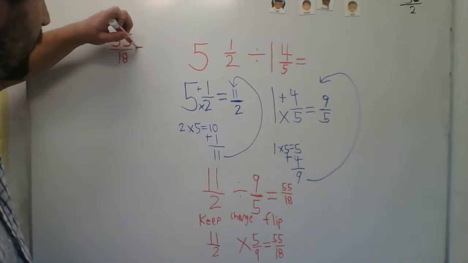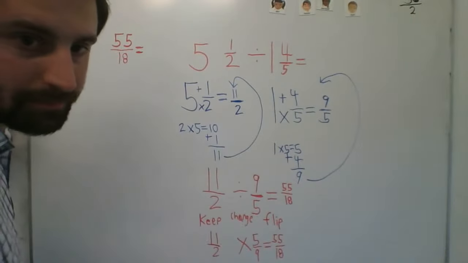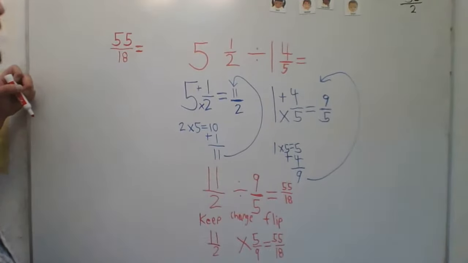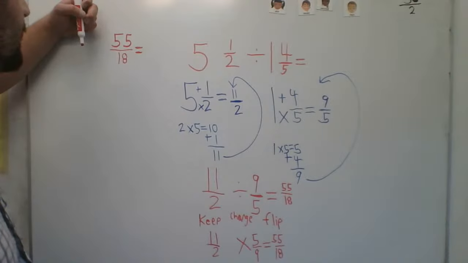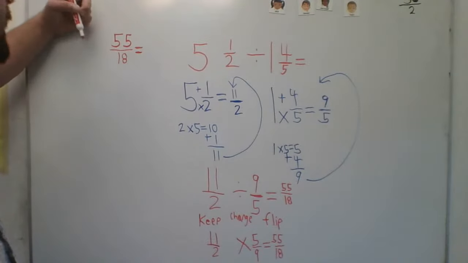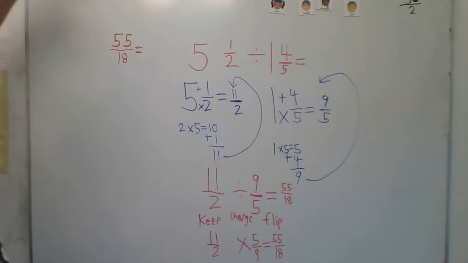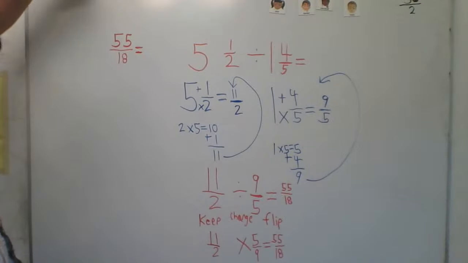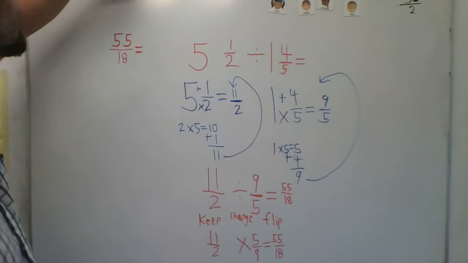So to convert an improper fraction to a mixed number, the main operation here is division. So we have to figure out how many groups of 18 can fit into 55. And there probably will be a remainder. So think division with remainders when it comes to converting improper fractions to mixed numbers. So I am going to count by 18s. I'm going to skip count by 18s. So 18, 36, 54.